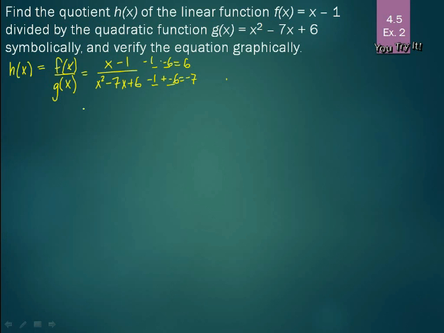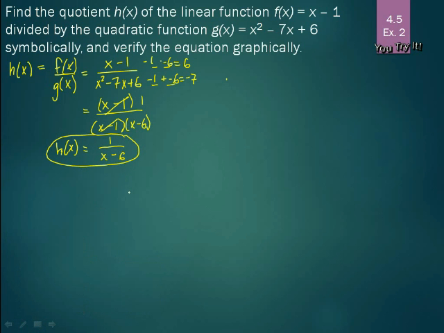And so our factors would be x minus 1 and x minus 6, using those two values that we found. Then simplifying, we see that x minus 1 divided by x minus 1 equals 1. So we're left with 1 divided by x minus 6 equals h of x. Okay, so that is our equation for our quotient.